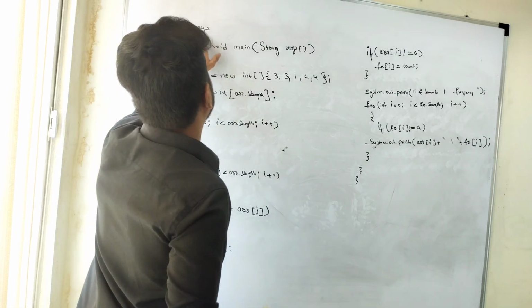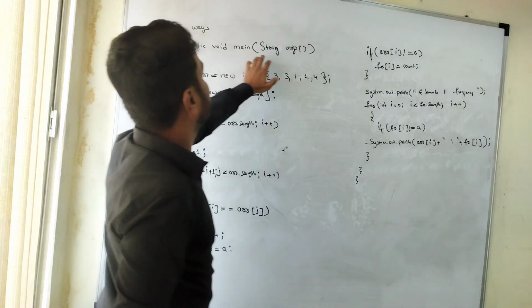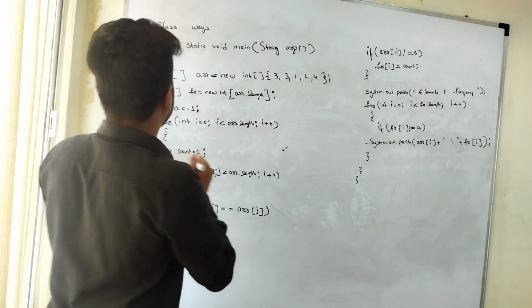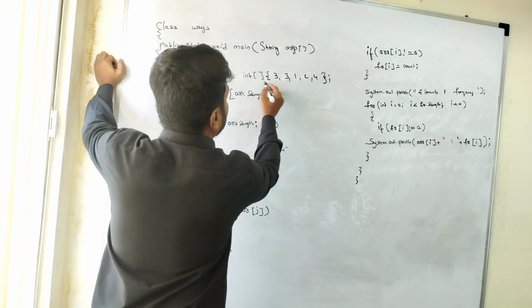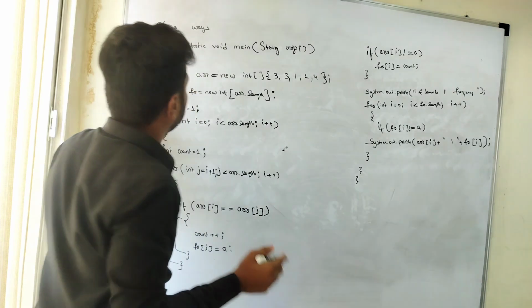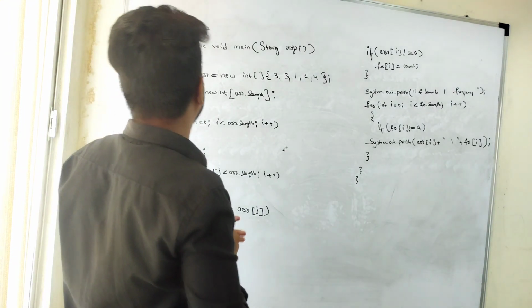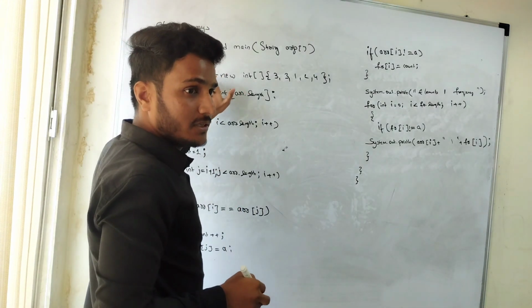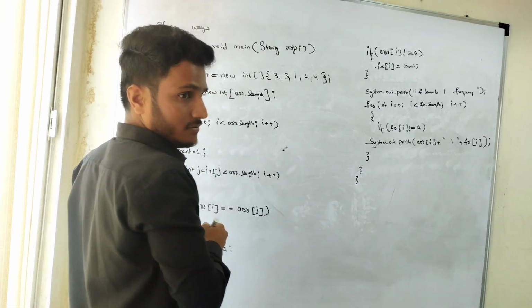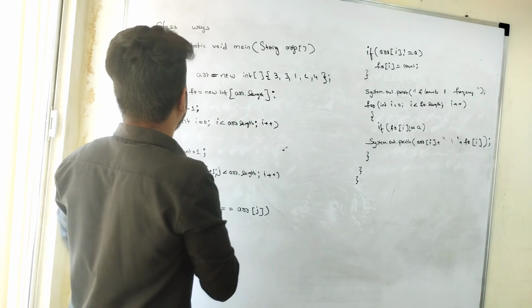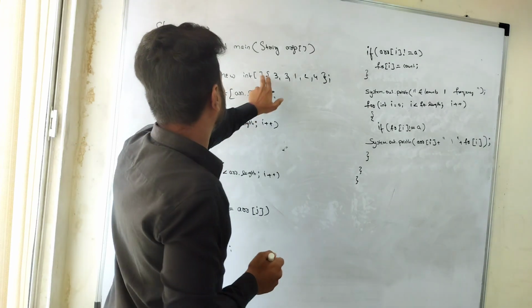The class name is base, public static void main, string args. I am taking integer values, representing with new. What is the purpose of the new keyword? New is used to create an object. I am taking an empty array. Length is the same as the first array.